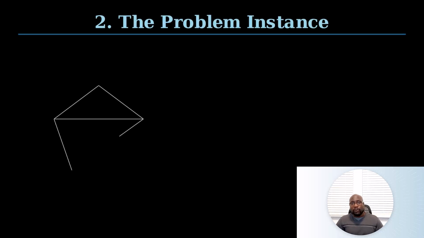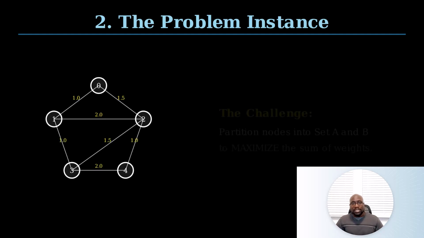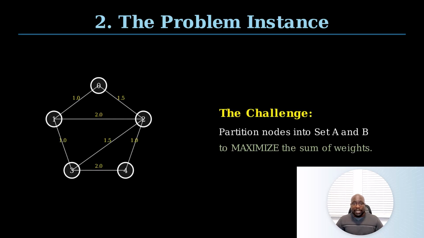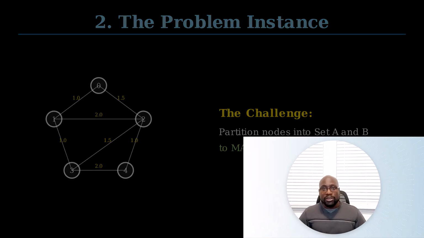We have a graph with 5 nodes and 7 weighted edges. Your goal is to partition these nodes into 2 groups, set A and set B, such that the total weight of the edges connecting the 2 sets is as high as possible. With only 5 nodes, there are 32 possible ways to cut this graph. This is small enough that we can find the ground truth classically, which will be your first task.